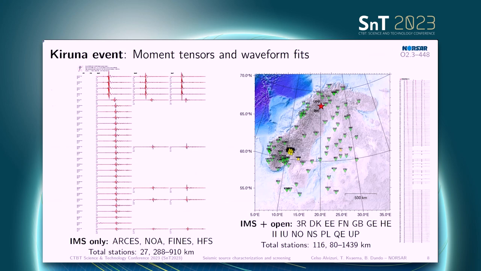For the Kiruna event, this figure shows the best fitting solution using only IMS stations. For this solution, I used stations from ARCES, NOAA, FINES, and HFS. I used a total of 27 stations, and these stations fall within a radius between 298 and 910 kilometers from the epicenter.